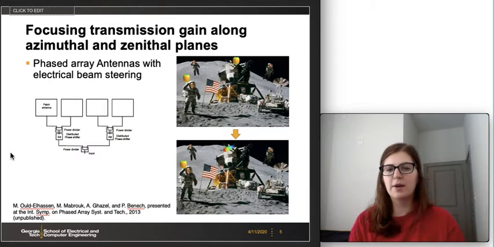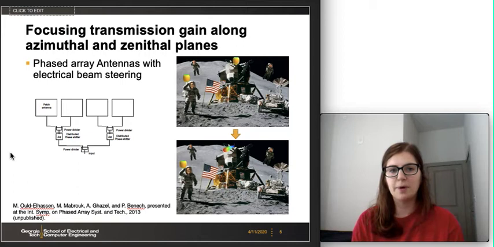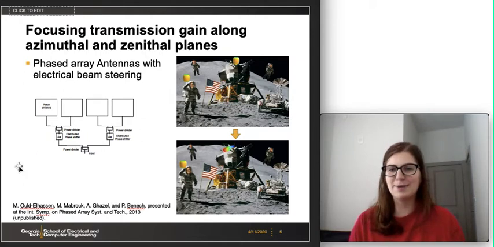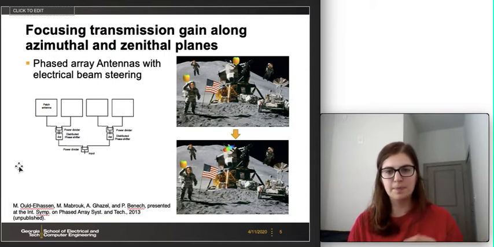So another way of doing this that I found from my literature review would be focusing the transmitting gain along both the azimuthal and the zenal planes into a sort of lobe shape pattern that you see here. And an easy way to do, not easy, but a way to do this is to use a phased array system of antennas with phase shifting to do electrical beam steering.